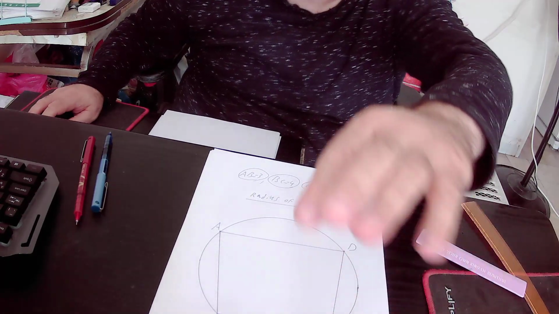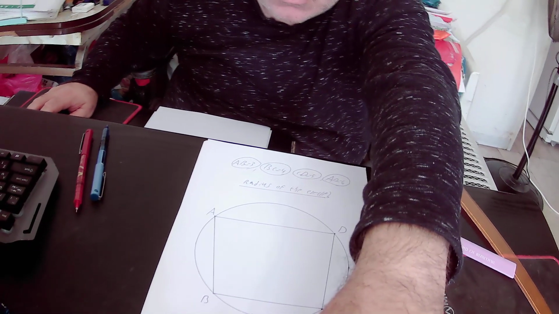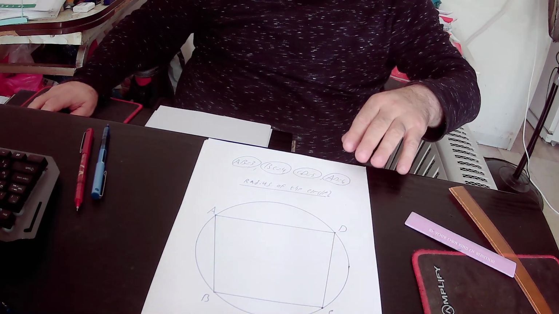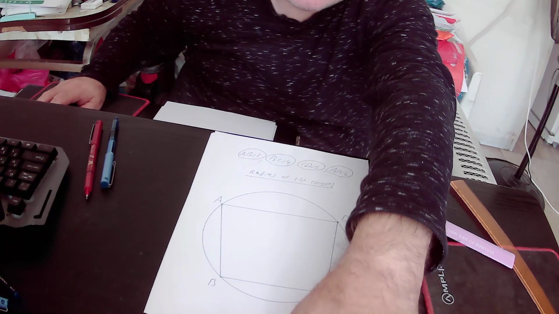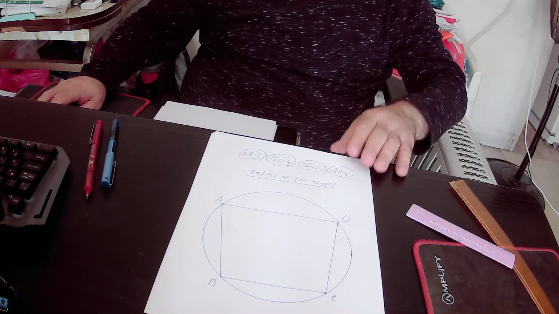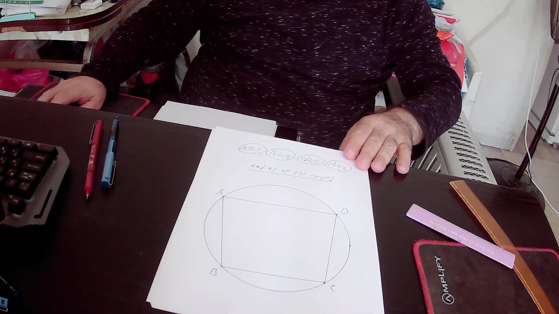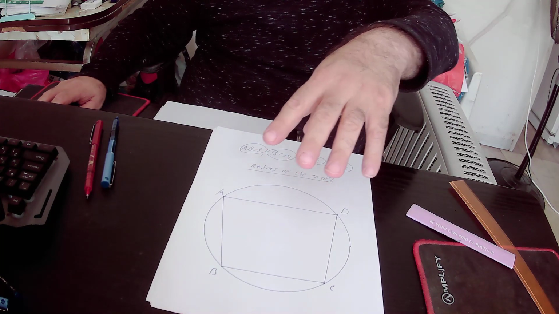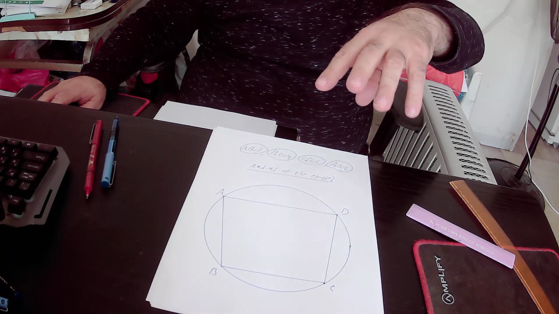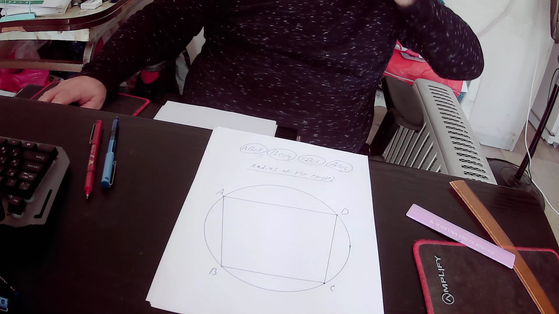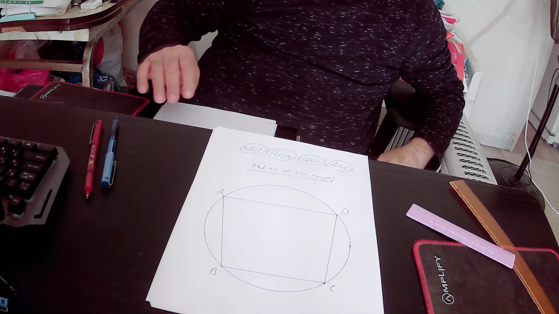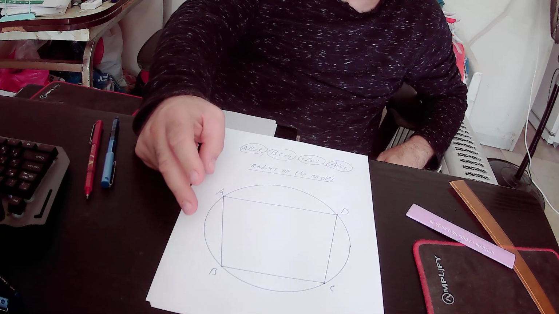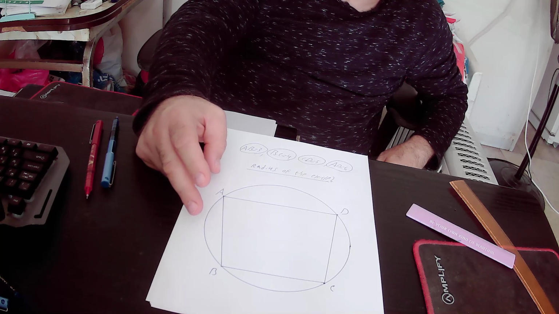Hello, in this lecture we will find the radius of a circle. In the drawing we have a circle, and inside this circle we have quadrilateral ABCD. We know that side AB of quadrilateral ABCD equals 3 units.